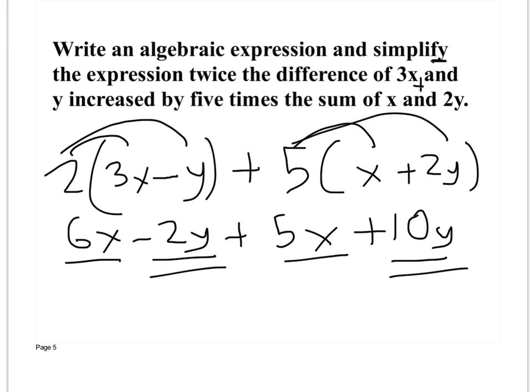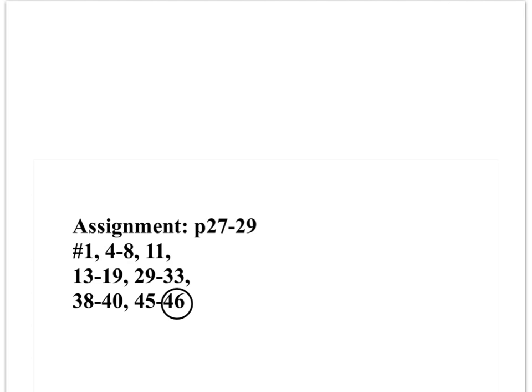So I've got 6x plus 5x, which is 11x. You add the numbers in front. I'll show you why it works in a second. And then you've got negative 2y plus 10y. What is it? Positive 8y. And there's my answer. There's your assignment.